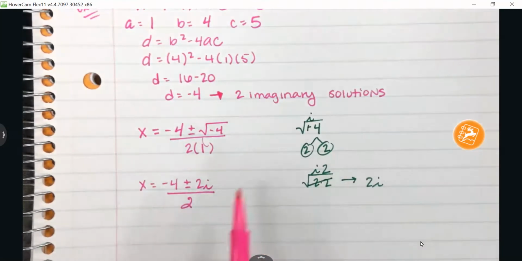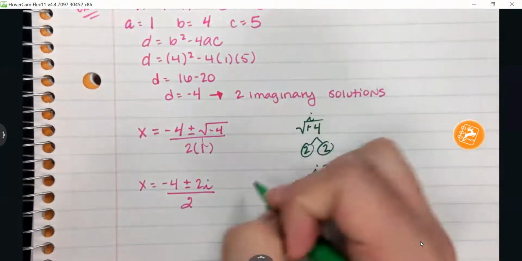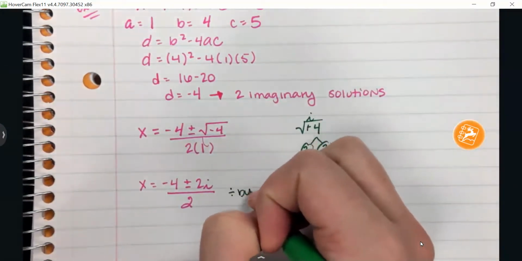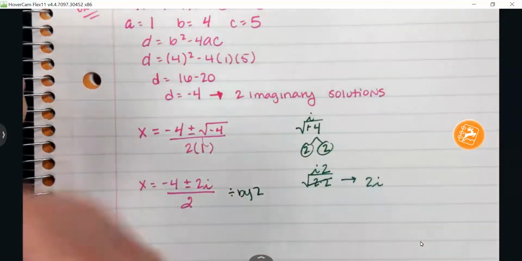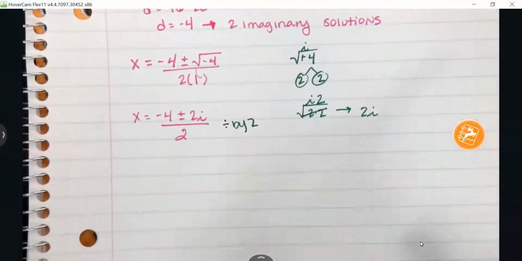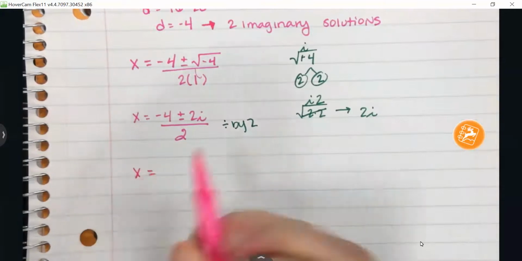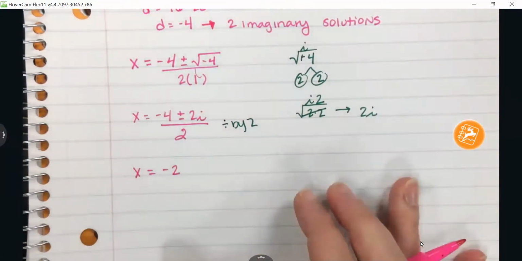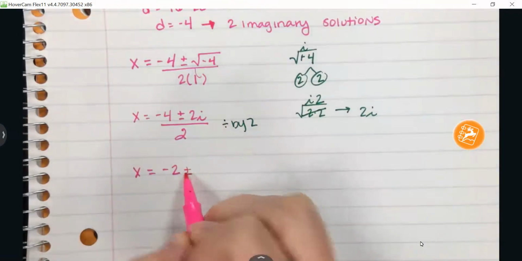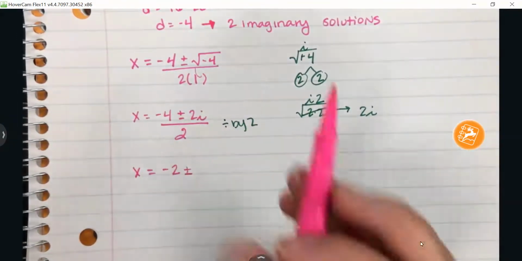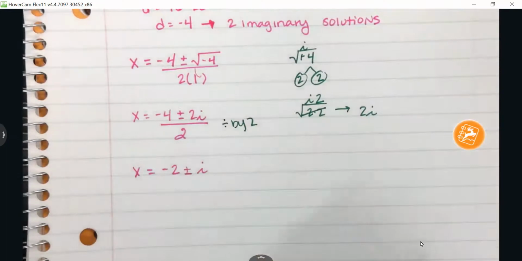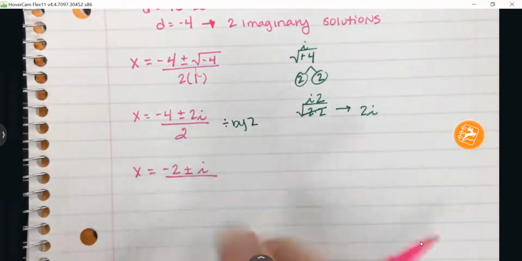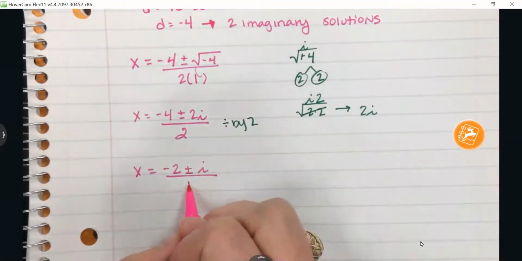Now I have to simplify. What can I divide 4, 2, and 2 by? I can divide these all by 2, because all of them can be divided by 2. So x equals negative 4 divided by 2 is negative 2. Plus or minus 2 divided by 2 is just the i. All over 2 divided by 2 is 1.